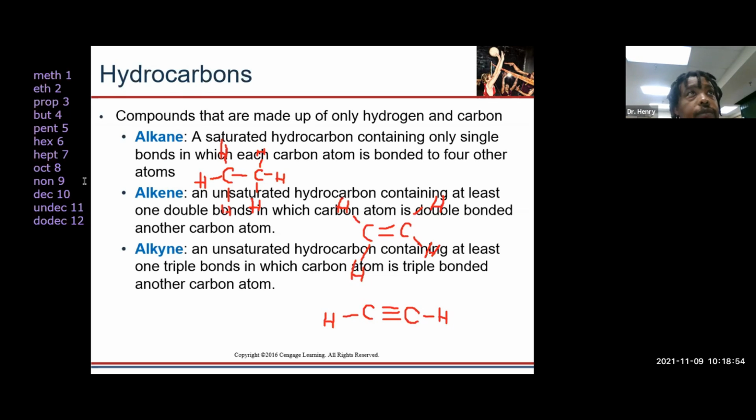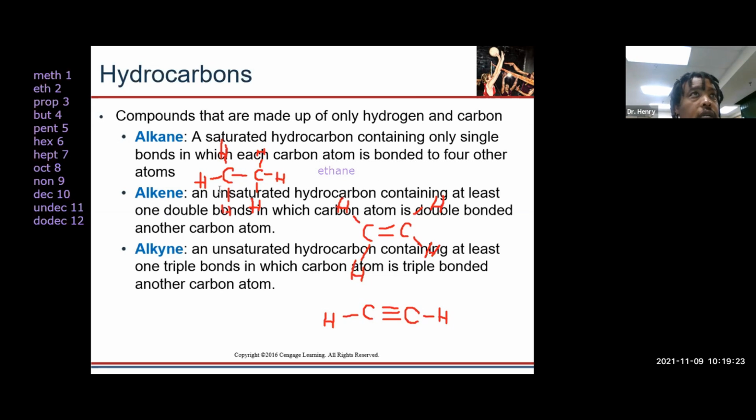Okay, so the thing that we want to do first when we're doing nomenclature, we want to find the longest carbon chain, and then we're going to use that to do our naming. So in this case, we only have 2 carbons, 1, 2. So then the prefix is going to be eth. So this guy would be called ethane because it's all single bonds between the 2 carbons.